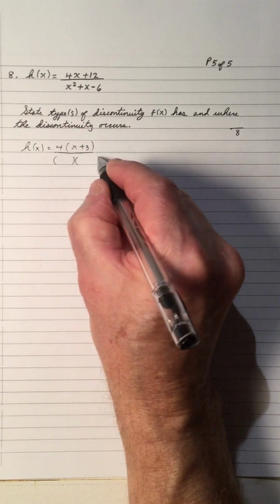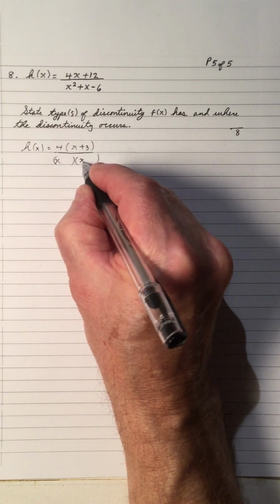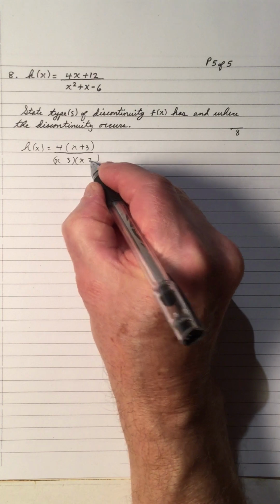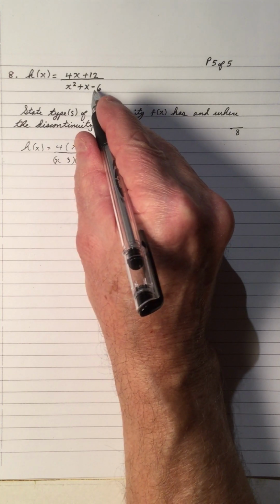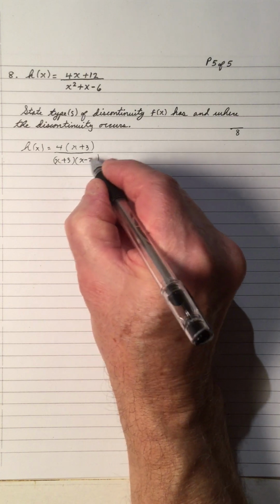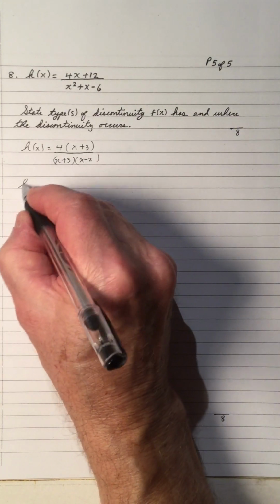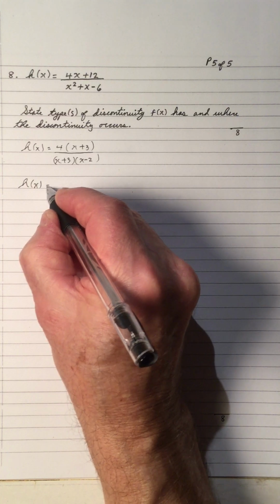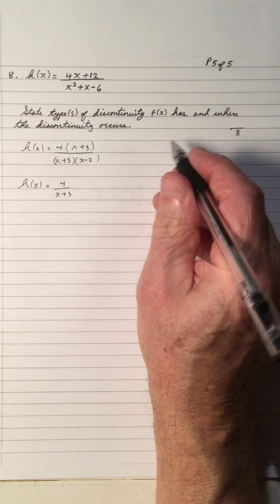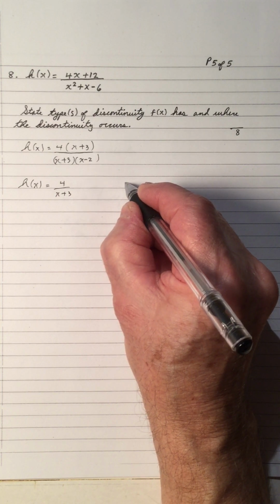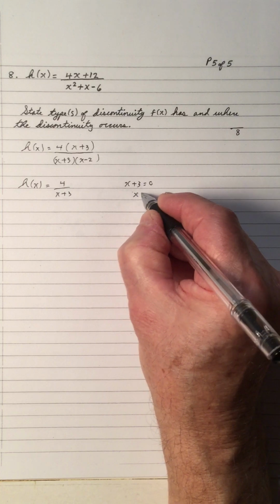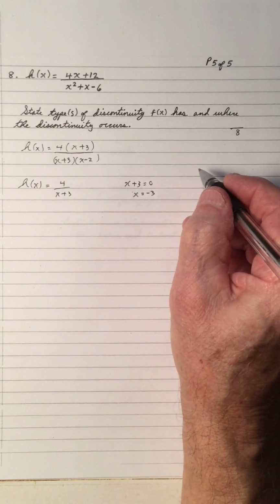And the bottom is a quadratic, so we got x and x. And factors of 6 that give me a 1 are 3 and 2. It's a negative 6 product and a sum of 1, so it's a plus 3 minus 2. And that means that h of x is equal to 4 over x minus 2. So that means we took out x plus 3.